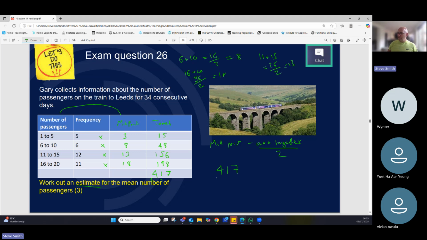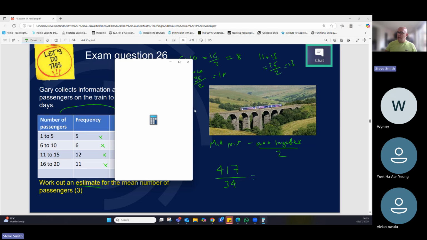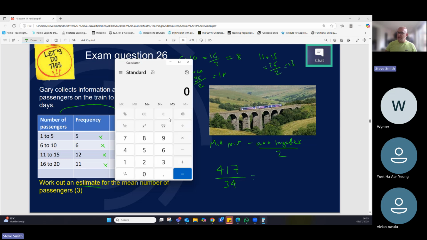And there were 34 days where I did my counting. So over those 34 days, I had 417 passengers. So on average, I'm going to do 417 divided by 34 to find the about number of passengers on that train. And the reason with frequency tables it's an estimate is because there are no exact numbers. So hence why we work out the midpoint first, divided by 34.